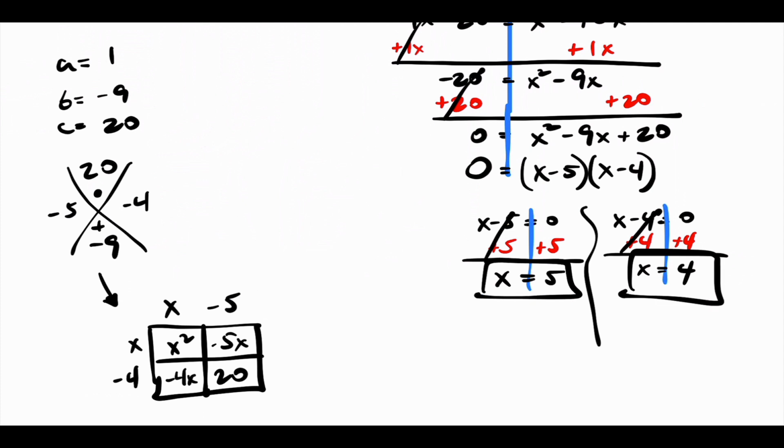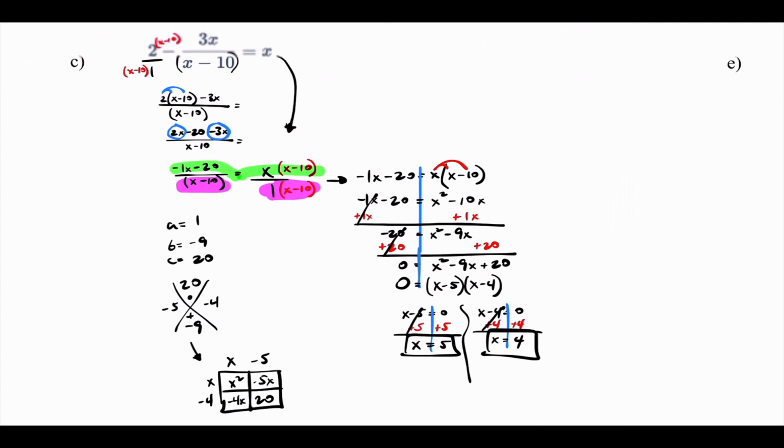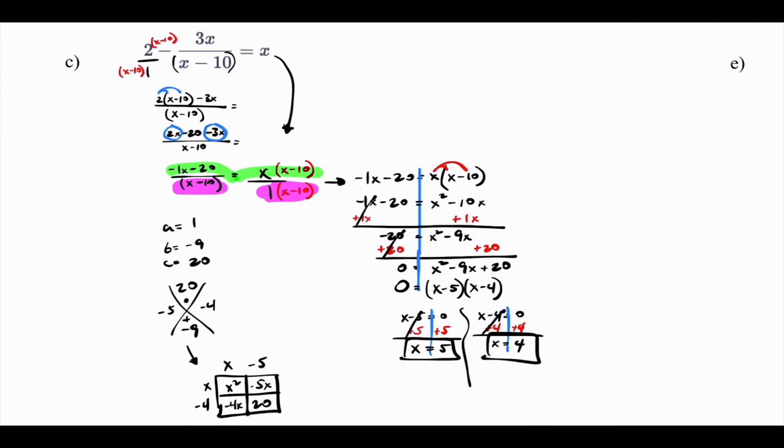Okay, so I get two answers, positive 5 and positive 4. My last step is to see if they're valid answers or if I'm not going to include them. I go back to the original. The only thing that can't happen on the bottom is if it's a positive 10. If it was a positive 10, that would make a 0. It's not. I have a 5 and I have a 4. You're okay. Two answers.